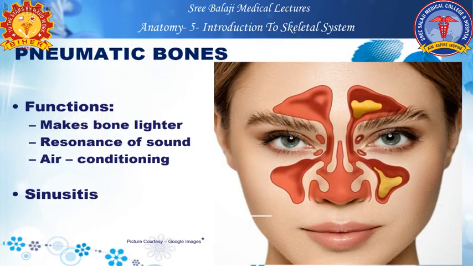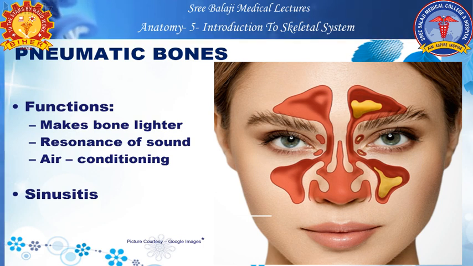Coming to the pneumatic bones. Pneumatic bones are bones which have air spaces within them. These air spaces are lined by mucous membrane. These are bones which are seen in the skull. These include the frontal bone which has the frontal sinus, the maxillary bone which has the maxillary sinus, and the sphenoid and ethmoid bones which have the sphenoid and ethmoid air sinuses respectively.